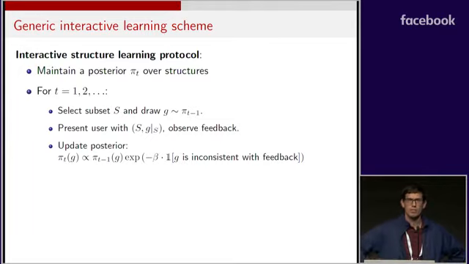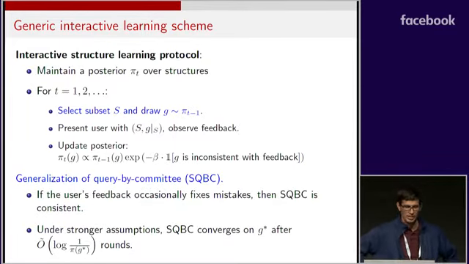Formally, the approach that we take in this paper is to maintain a posterior distribution over structures. And at each round, we select some subset, show it to the user along with some structure drawn from our posterior distribution. We get some feedback from the user, and then for every structure, we update our posterior by downweighting those that are inconsistent with this feedback. And by only downweighting, we allow the user to provide possibly noisy responses. So the main algorithmic question that remains is, how do you go about choosing this subset?